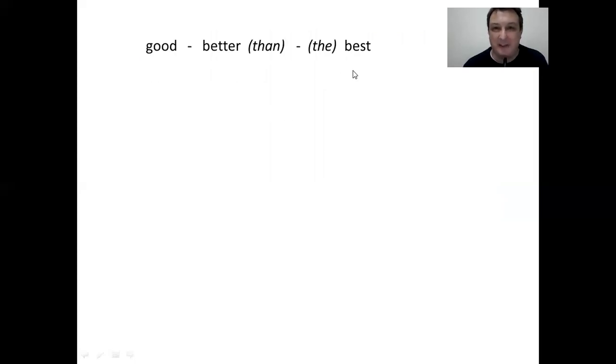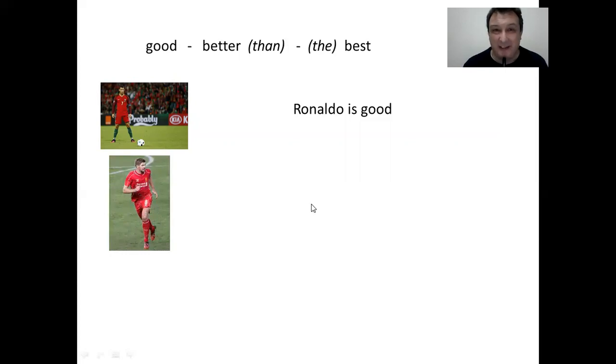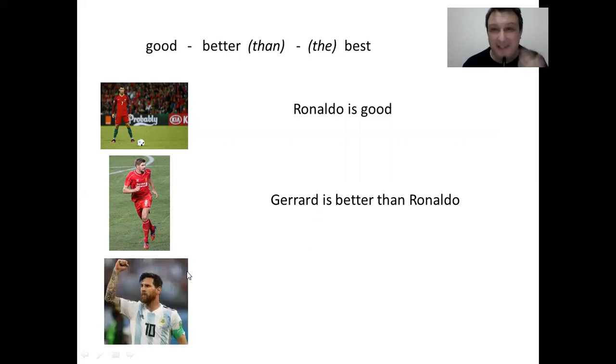Okay, let's look at an example. Good, better, and the best. So good is the adjective. Better is comparing two things, and the best is comparing one with everything. For example, I can say Ronaldo is good. He's okay. He's good. Obviously, Steven Gerrard is better than Ronaldo. Obviously, better than. Okay. The best, well, the best for me, is Messi. I can say Messi is the best.